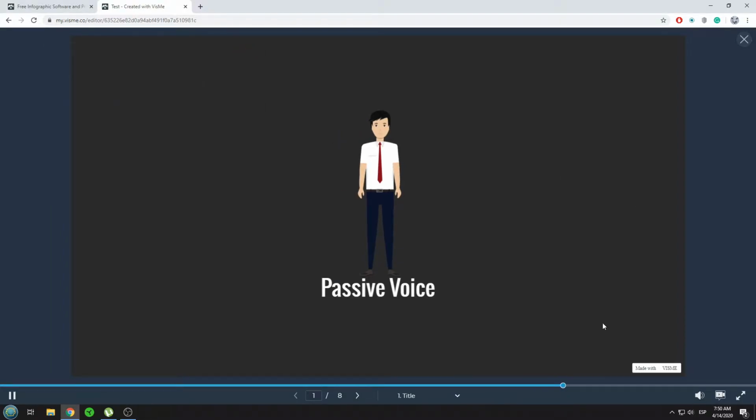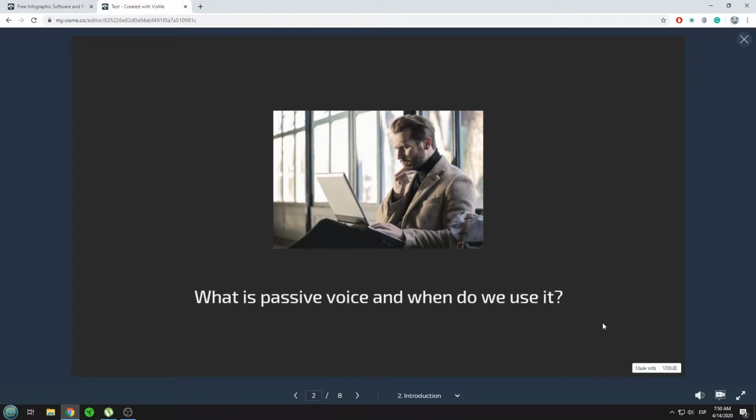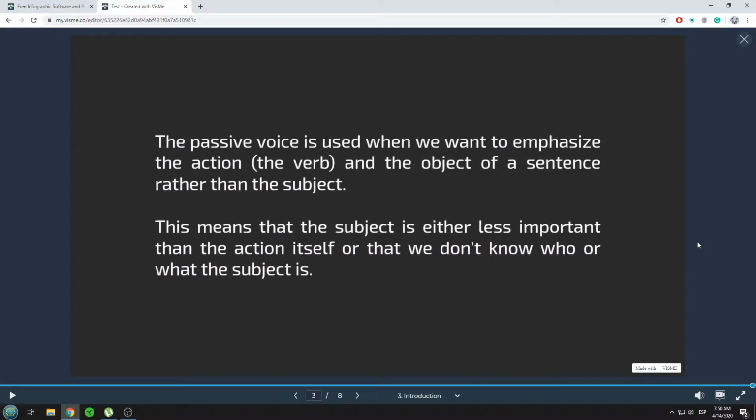So, the passive voice. What is the passive voice? And when do we use it? That's a good question. The passive voice is used when we want to emphasize the action, that is the verb, and the object of a sentence rather than the subject. This means that the subject is either less important than the action itself or that we don't know who or what the subject is.